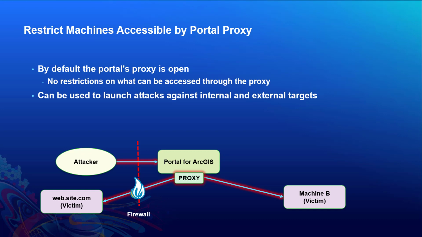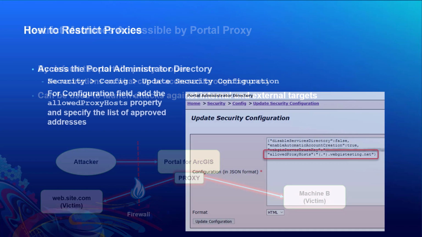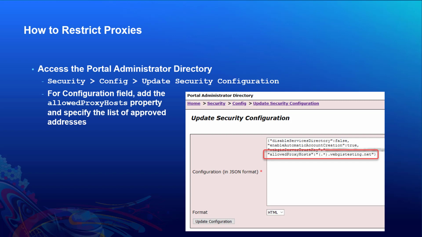So if there's information that's known about the inside network, the victim machine that's inside of the network on the right-hand side of the firewall in this graphic might believe that the request is coming from Portal for ArcGIS. It's important for us to set parameters for the proxy to restrict its capabilities so that it's unable to forward requests to hosts that you don't specifically define. We do this again in the security configuration for Portal for ArcGIS, where we open up the Portal Administrator directory and set the allowed proxy host parameter.